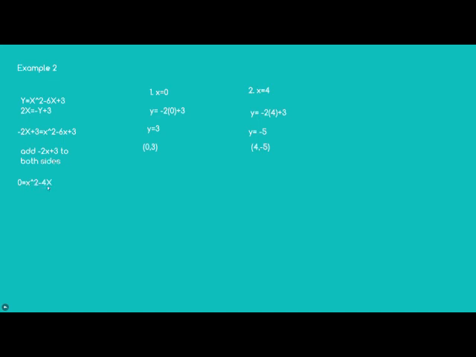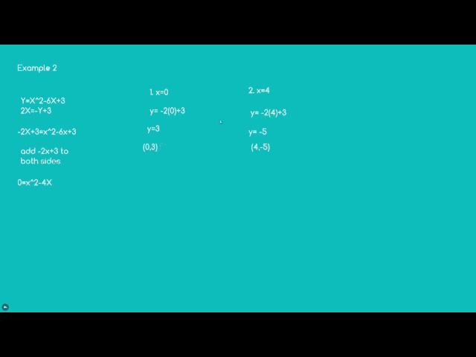Now that we know that x equals 0, we plug in 0 to one of these equations. So y equals negative 2 times 0, because our x is 0, so you plug it in for this x, plus 3, which gives you y equals 3. And one of your points is going to be 0, 3.